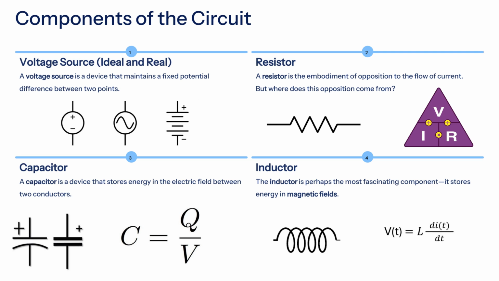Let's now look at the basic components, not just by definition, but by their physical nature. Let's start with the voltage source. A voltage source is a device that maintains a fixed potential difference between 2 points. But let's go deeper. In a battery, chemical reactions push charges from one terminal to the other, creating a separation of charge, a potential energy gradient. Think of it like a water pump lifting water to a higher elevation. Once it's up there, it wants to flow down. Similarly, the voltage source creates an electric pressure. An ideal voltage source can maintain this pressure no matter what, while a real source will have internal resistance. This is the cost of reality.